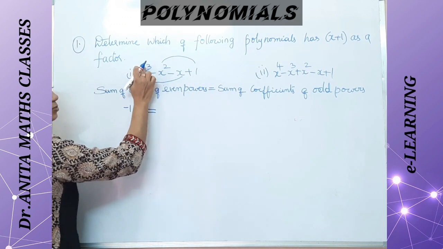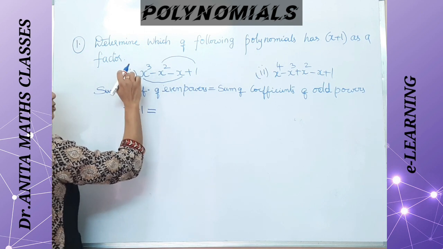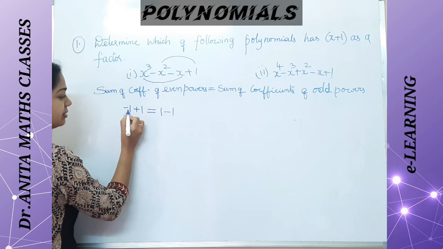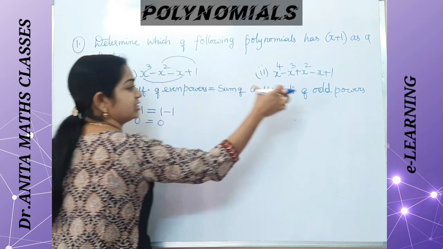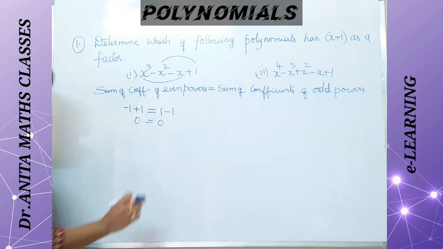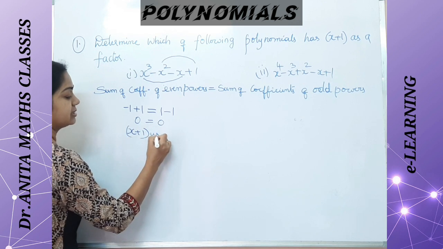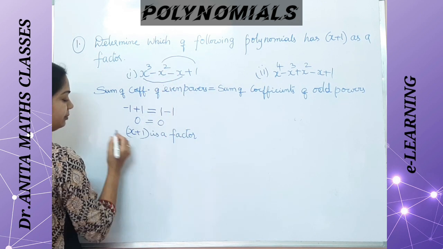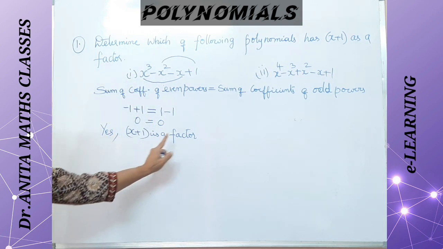Odd power means cube and x here. For this we have to see the coefficients. The x cube coefficient is 1 and the x coefficient is minus 1. So if you see here, plus 1 minus 1 is 0, equal to 0. That means this condition is satisfied, 0 equal to 0. So I can tell that x plus 1 is a factor for this polynomial. Is it a factor? It is asked. So yes, x plus 1 is a factor.